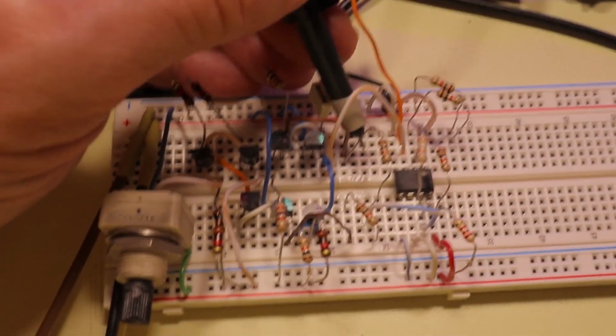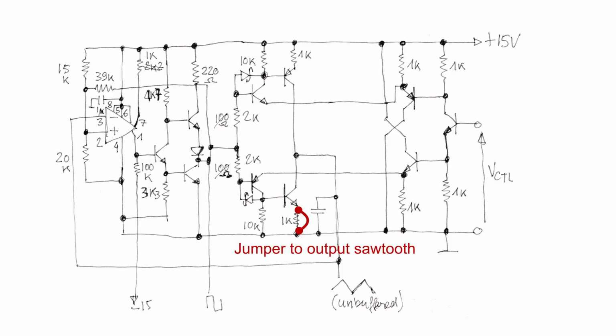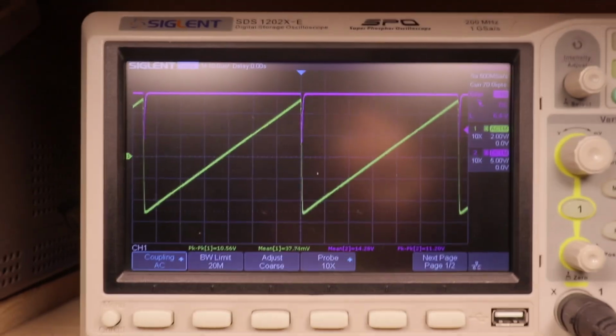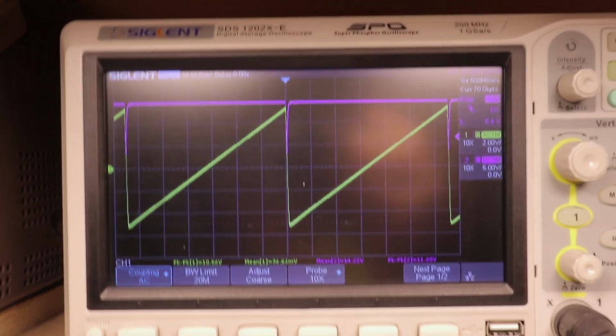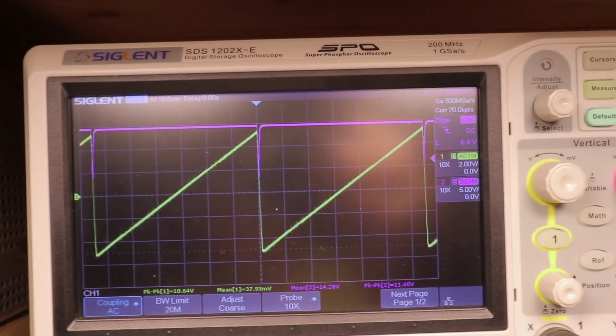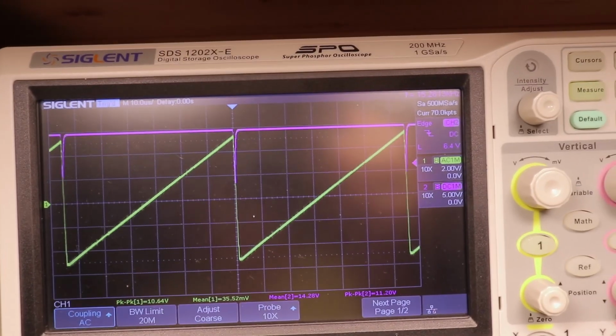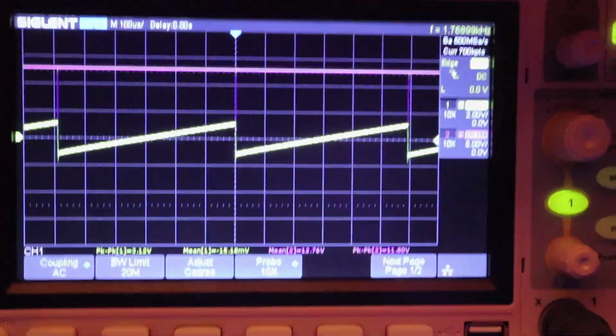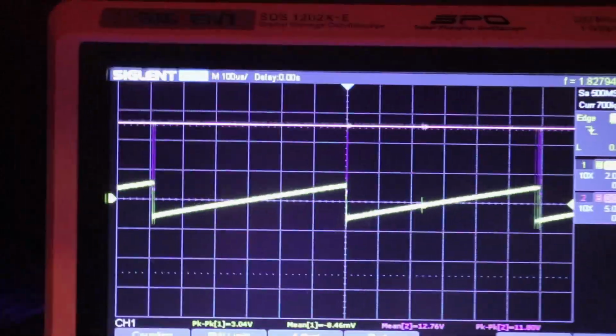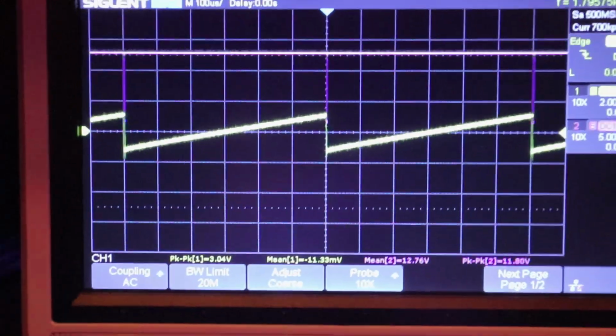I replaced a resistor and put the jumper, and we transformed the generator into a very nice ramp generator. Let's record this. Alright, we are at 1.7 kHz.